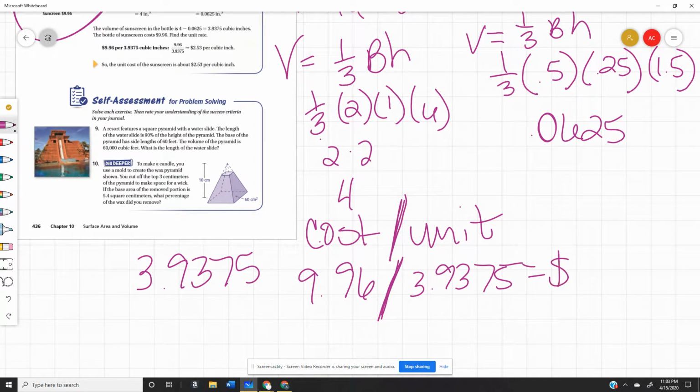It's money. We're looking at a cost per unit. So I'm rounding it to the hundredths place. So it's 2.53. It's actually 2.5295, but I'm going to round it to $2.53. So that means for every cubic inch of sunscreen in this bottle that holds 3.9375 cubic inches of sunscreen, for every 1 cubic inch, you are going to pay $2.53. Okay? And that's that. So I hope all that made sense.